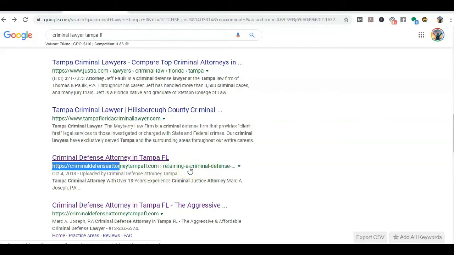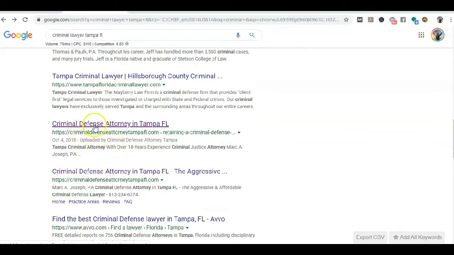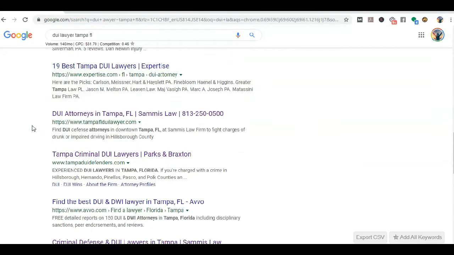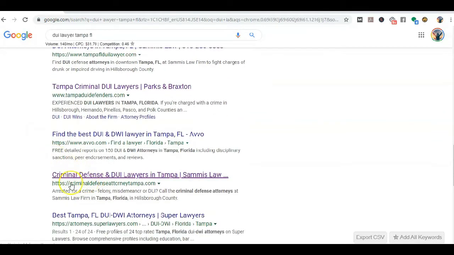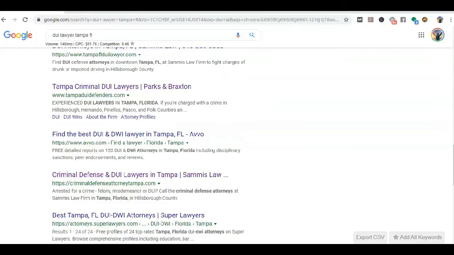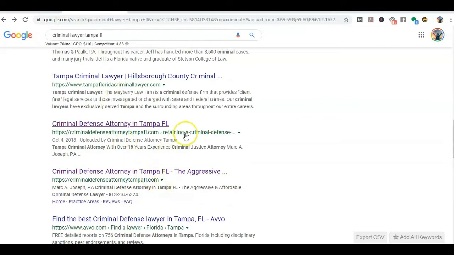What you would notice is that this website, criminal defense attorney tampafl.com, is ranking higher for criminal lawyer in Tampa, but for DUI lawyer in Tampa, he's still ranking, but somewhere down. Is it the same website? Let's say criminal defense attorney tampafl.com. Criminal defense attorney Tampa. Okay, it's a different website. So he's not even ranking. But if you see this here, he's ranking because he's also got an inner page.